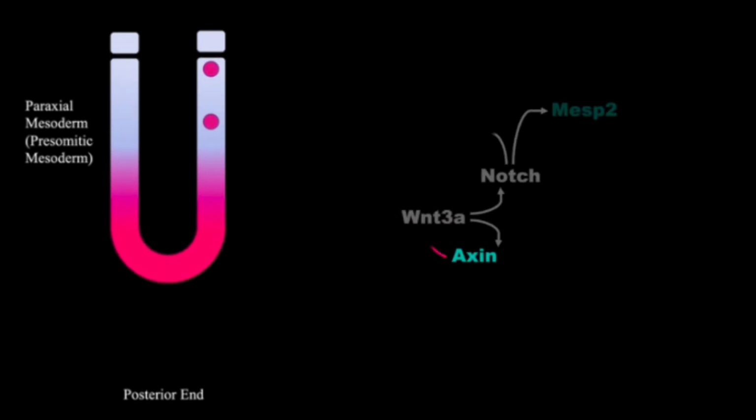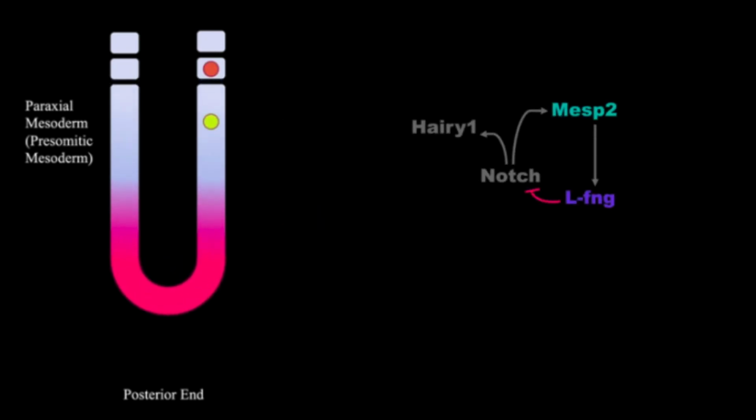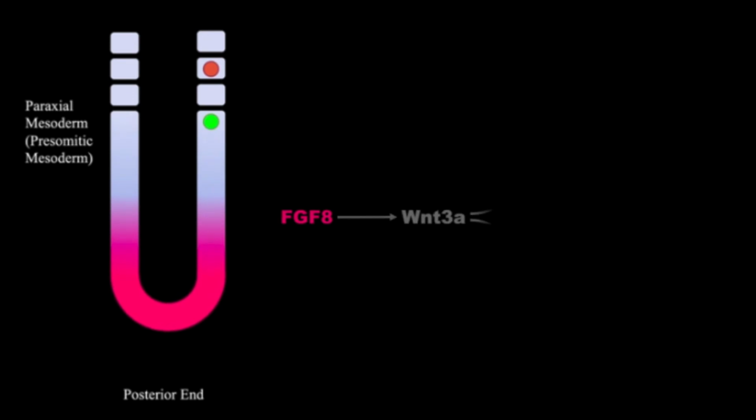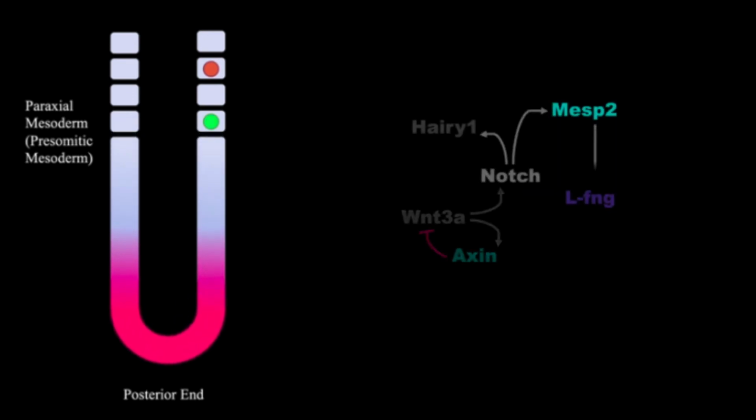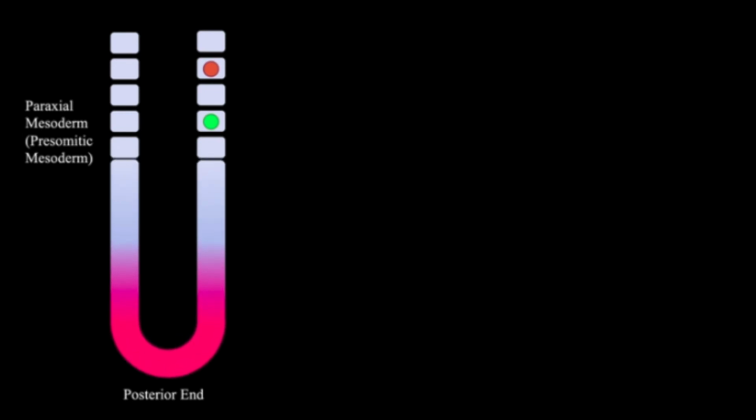Now let's take a look at how the clock and wavefront model comes together. Here are two cells located at different positions anterior-posteriorly along the paraxial mesoderm. As the posterior end elongates, the wavefront gradually proceeds posteriorly, and the FGF8 gradient leaves the anterior cell. We can notice that the identity of the two cells starts to differ, because the posterior cell goes through more gene expression cycles than its anterior counterpart.